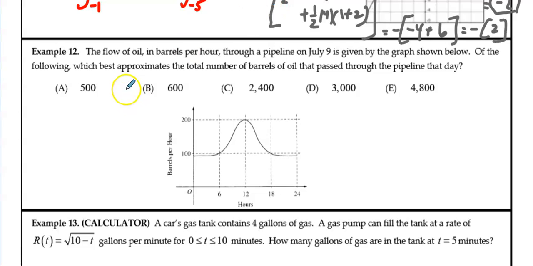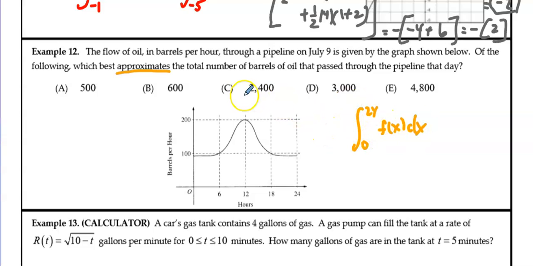All right, guys, so the last example we're going to do here is just an approximation, so it's another area under the curve thing. It says the flow of oil in barrels per hour through a pipeline on July 9th is given by the graph shown below. Which of the following approximates the total number of barrels of oil that passes through the pipeline that day? So this is actually the first time we've done an example where we are actually kind of learning what integration is. So we want to know from 0 to 24, this is the hours of our function, we're going to say f of x dx.